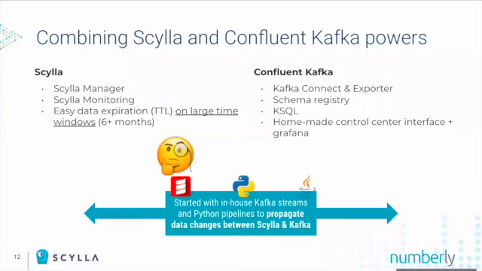On the Confluent Kafka side, we use Kafka Connect, Streams, and KSQL, supervised through a schema registry and a homemade control center interface and Grafana dashboards. When we started combining Scylla and Kafka, a powerful CDC like the one of today was not available. So we wrote Kafka Streams and Python pipelines to synchronize Scylla tables and Kafka topics. Mostly, we were also monitoring the Scylla CDC advancement with anticipation and joy. On the next slide, please.